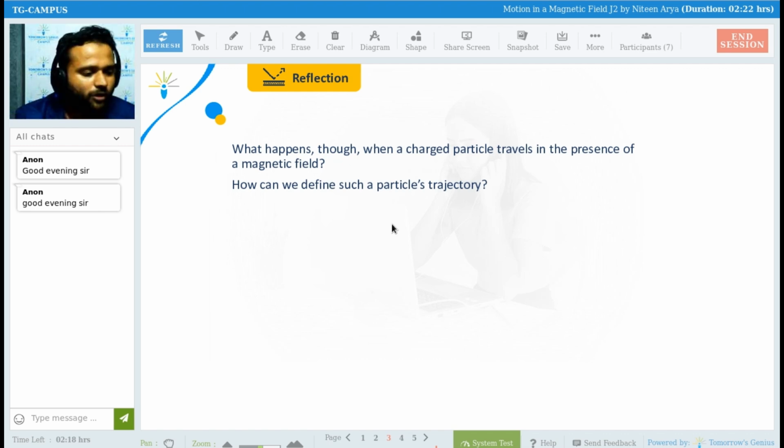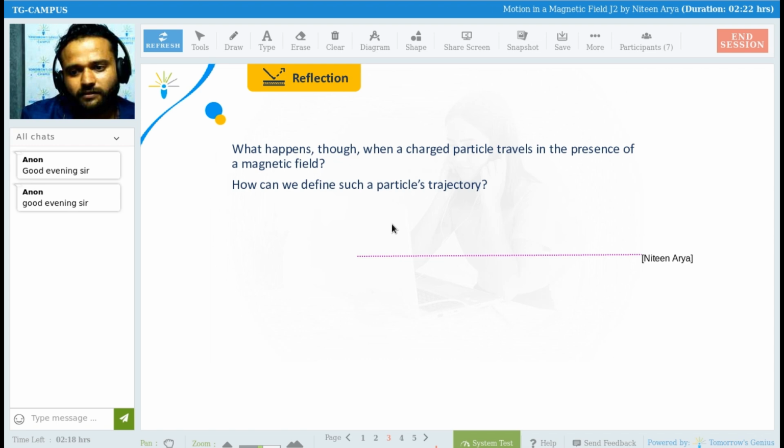Because in the last class, if I'm not wrong, I gave you a hint. There is a Lorentz force that comes into play. In recall, we're going to discuss the Lorentz force again. But tell me what happens when a charged particle starts moving in a magnetic field. Very simple case here. I am asking you.